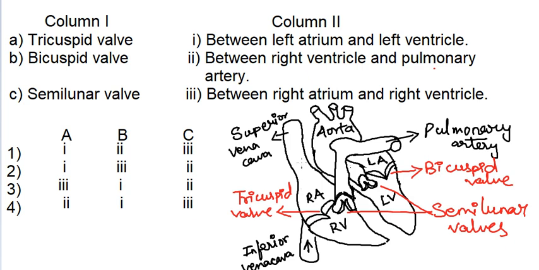And the right portion of the heart deals with deoxygenated blood, right? How to remember this? Right is not always right. That is why right deals with deoxygenated blood. The left side of the heart deals with oxygenated blood.